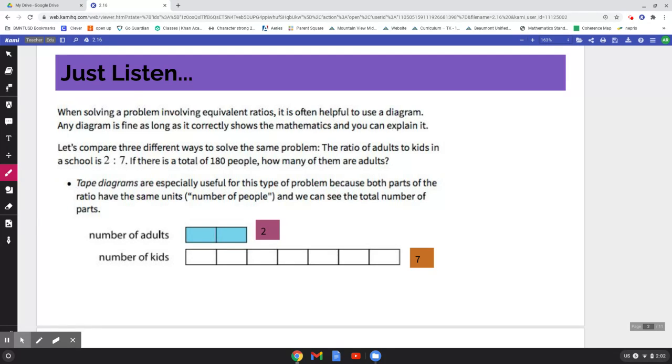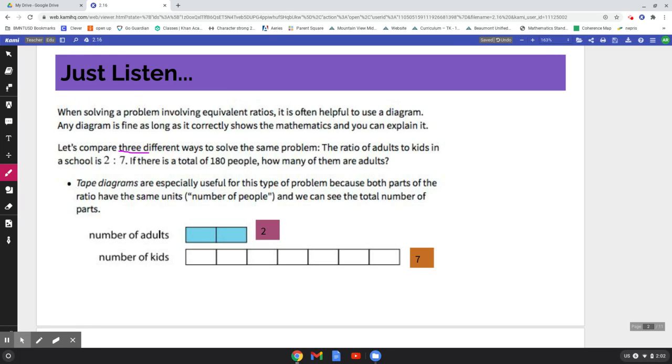When solving a problem involving equivalent ratios, it is often helpful to use a diagram. Any diagram is fine as long as it correctly shows the mathematics that you can explain. Let's compare 3 different ways to solve the same problem. And that's what we are going to be doing today. We're going to be using all 3 ways that we have learned.